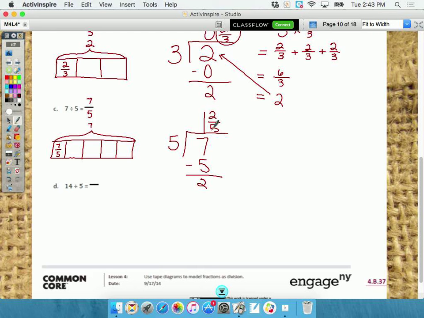Okay. McKenna, what's my multiplication problem? 5 times 1 and 2/5. Very good. So that means 5 groups of 1 and 2/5. So how many times will I write 1 and 2/5? 5 times.